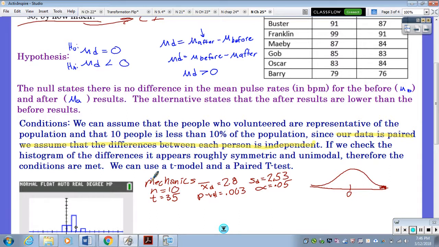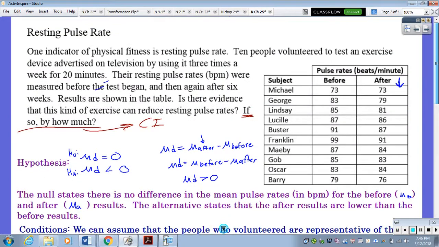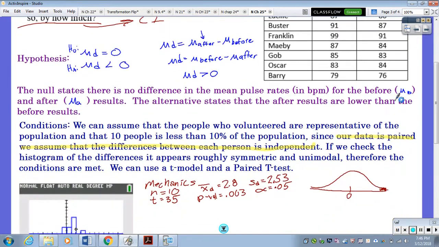So for our conditions here, we actually aren't told random. It just says 10 people volunteered. So when that condition is not met, if we can't say these people are random because they're just volunteers, we can assume that they are a representation of the normal population. And so instead of saying random for that one, we'll just say that they're representatives of the population. 10 people, less than 10% of total population.